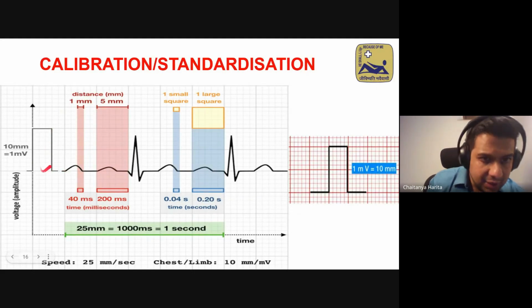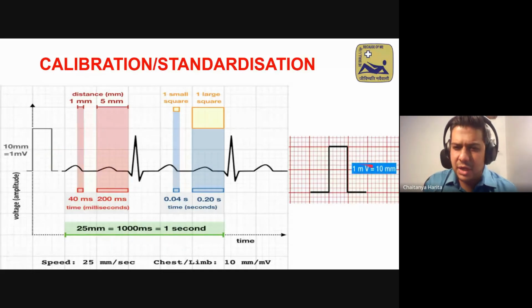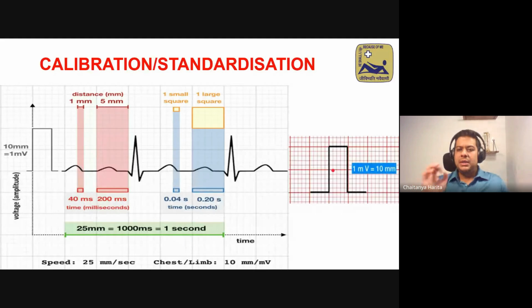It should actually be 5. But this is a slightly stretched ECG. This is the correct one. 5 small boxes in width and 10 above, or 1 big box in width and 2 above. This is critical. Why am I harping so much? Because it makes a difference in how you read this ECG.